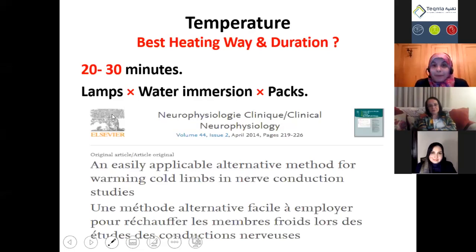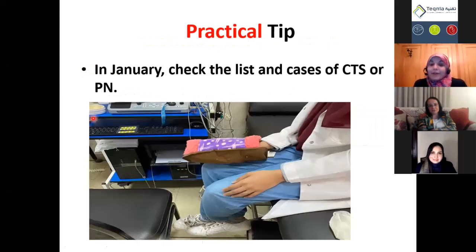And a practical tip for us, from our dear resident, Nerine. I would like to thank her. In January, when you have a long checklist with several patients and you have cases of carpal tunnel syndrome or peripheral neuropathy, you know it is cold temperature, so you don't need to enter the patient and then ask them to warm their hands. So please do warm their hands up to the wrist before they come to you. It will save you huge time.